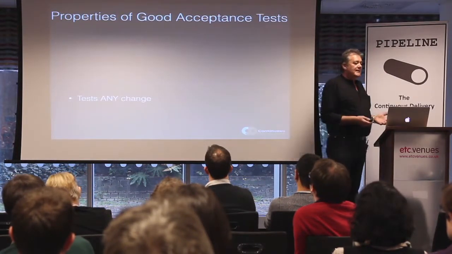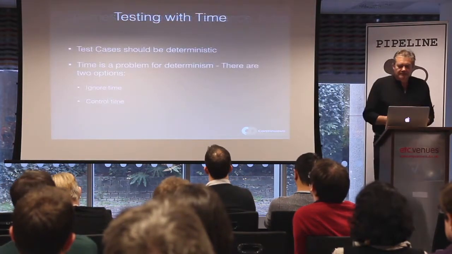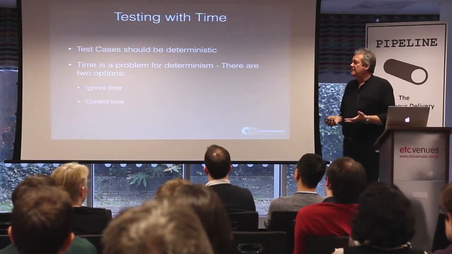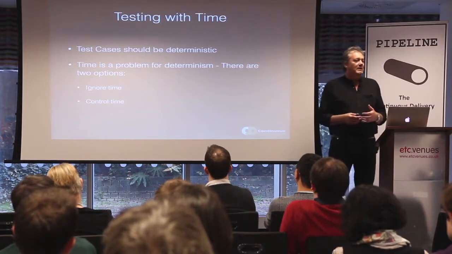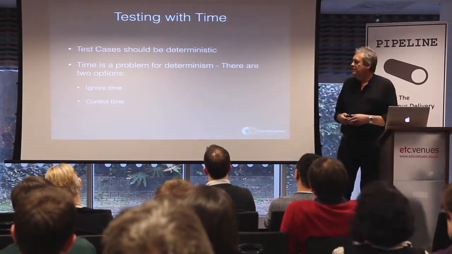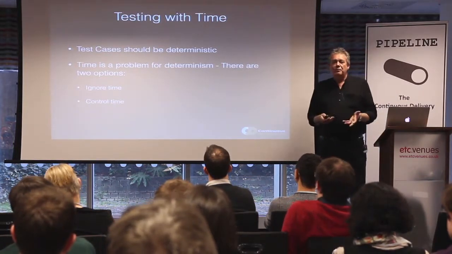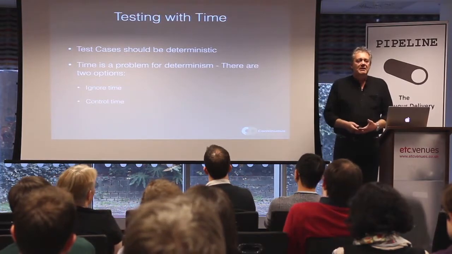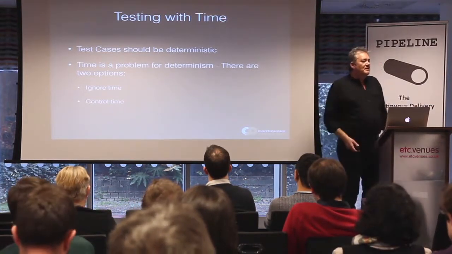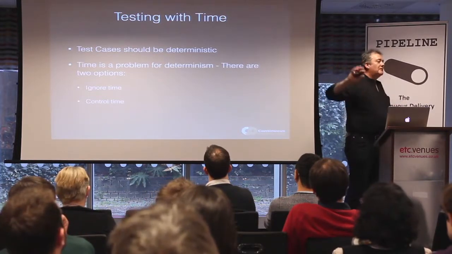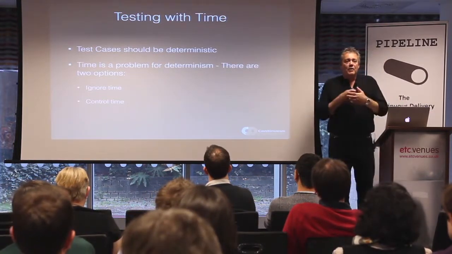We want to be able to test any change. So test cases need to be deterministic. Time's a particular kind of problem when it comes to determinism, which is often ignored. I think that broadly there are two approaches. You can either ignore time, so every time your system talks about time, you just ignore that value and pretend it's not there and you don't bother validating it, or you can deal with it.